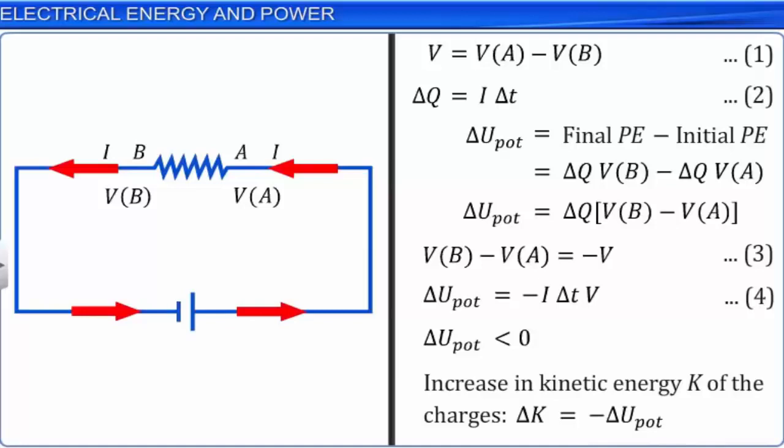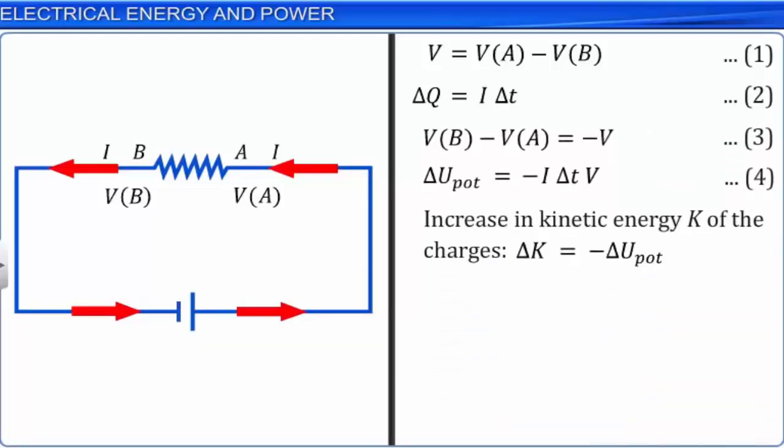From equation 4, we can see that delta K is equal to minus of minus I delta t V. This implies that delta K is equal to I delta t V. Let this be equation 5. Since the value of delta K is positive, its value is greater than 0.